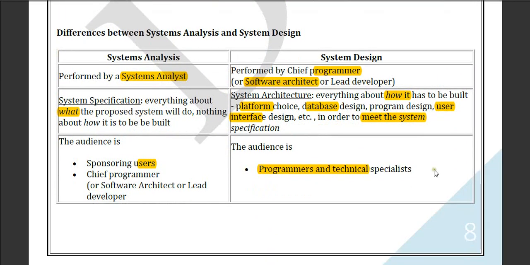Here we have the difference between system analysis and system design. Analysis is the part of system analysis, and the design part is for the programmer and software architect. In system analysis we know what to do, and in system design we know how to do. The audience of system analysis are users and chief programmers, and here the audiences are programmers and technical support specialists.